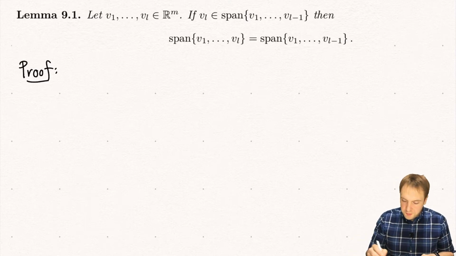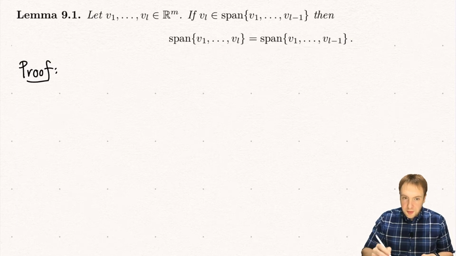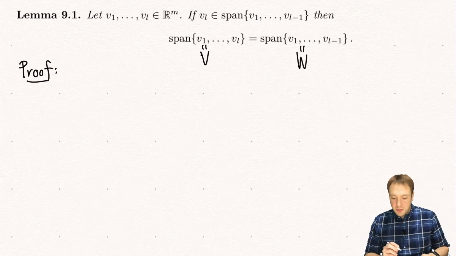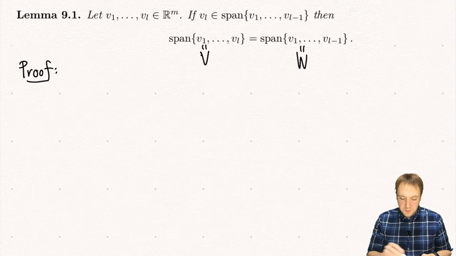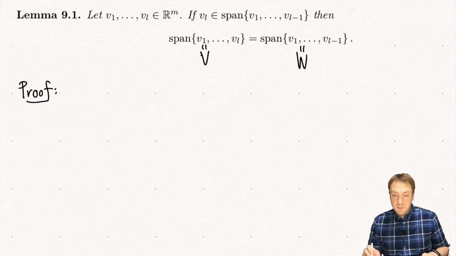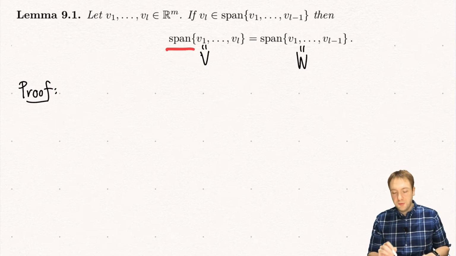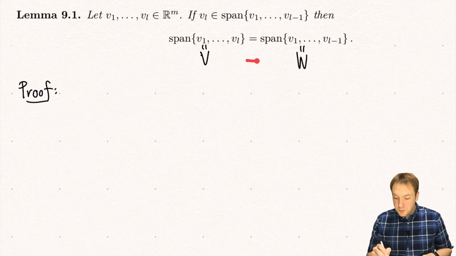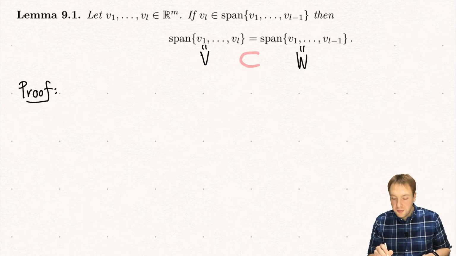So we want to show that these spaces are the same. So I will give them names. This here I will denote by V, and this here I will denote by W, and we want to show that V equals W. Both of them are subspaces of R^m, because in homework 6 you will show that the span of any collection of vectors is always a subspace. So we want to show that two sets are the same, and for this we want to show that one is included in the other and the other way around.